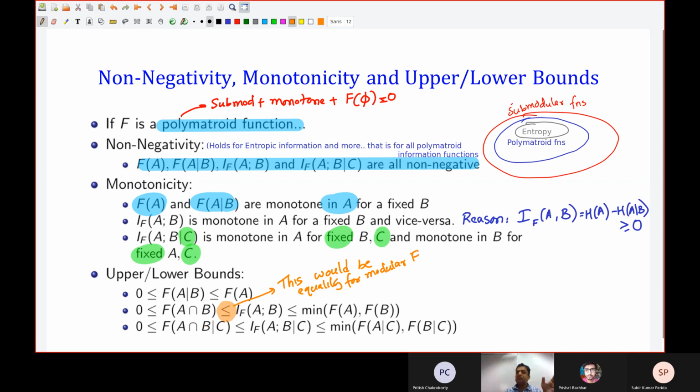And this mutual information is less than or equal to the min of F of A and F of B. Now you recall we found some inequality like this in which case? Facility location. We actually associated the mutual information with the min, right? So recall facility location.